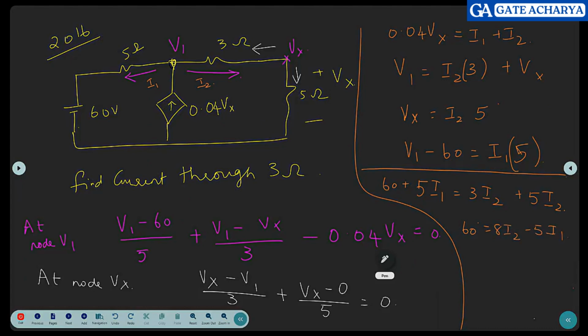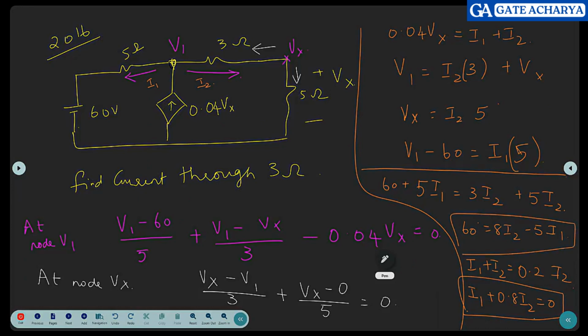This is one equation. And the other equation will be I1 plus I2 equal to 5 times I2, right? So it will be 5 4s are 20, 0.2 I2. So it will be I1 plus 0.8 I2 equal to 0. So I've got equation number 1, equation number 2 in terms of I1 and I2. This in terms of potentials, that is in terms of I1 and I2.